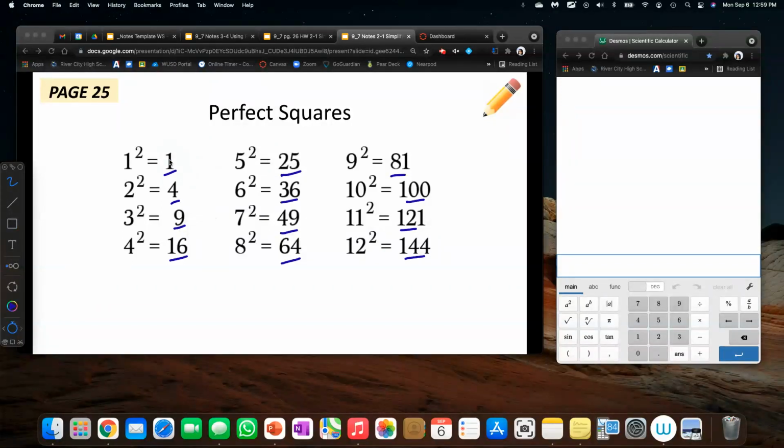But what we should be able to do is recognize these numbers right off the bat and know they are perfect squares. The reason we call them perfect squares is because we can get them by doing 1 squared, which equals 1, which also means that when we take the square root of any of these numbers, so for instance, the square root of 64, we get a whole number, and it's just 8.